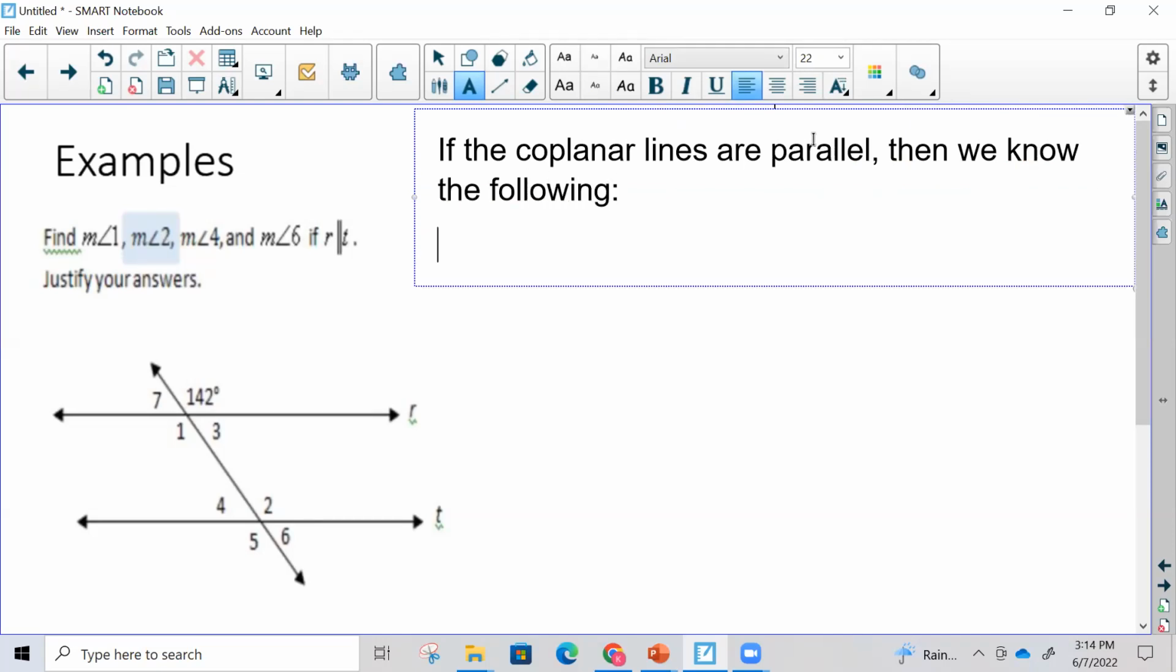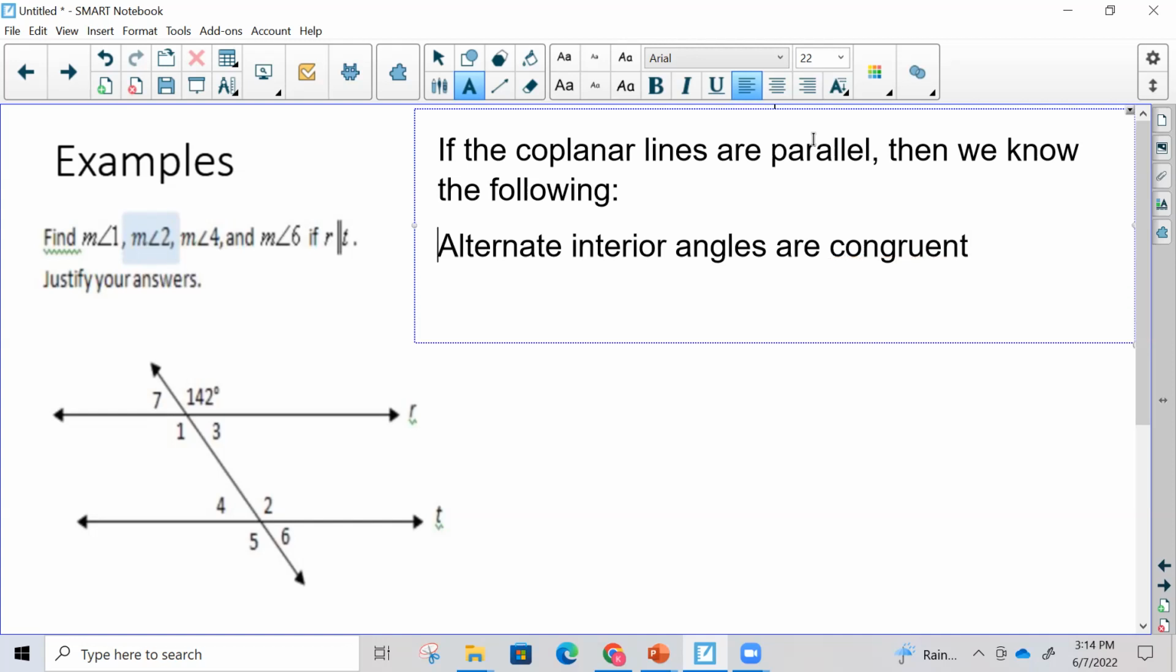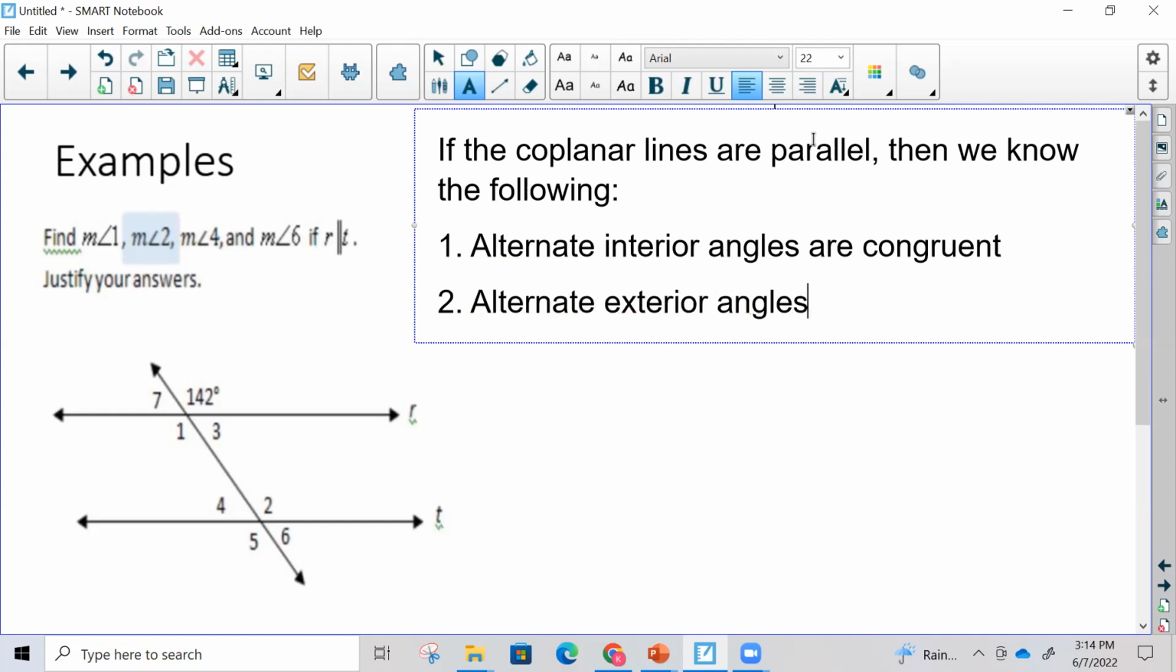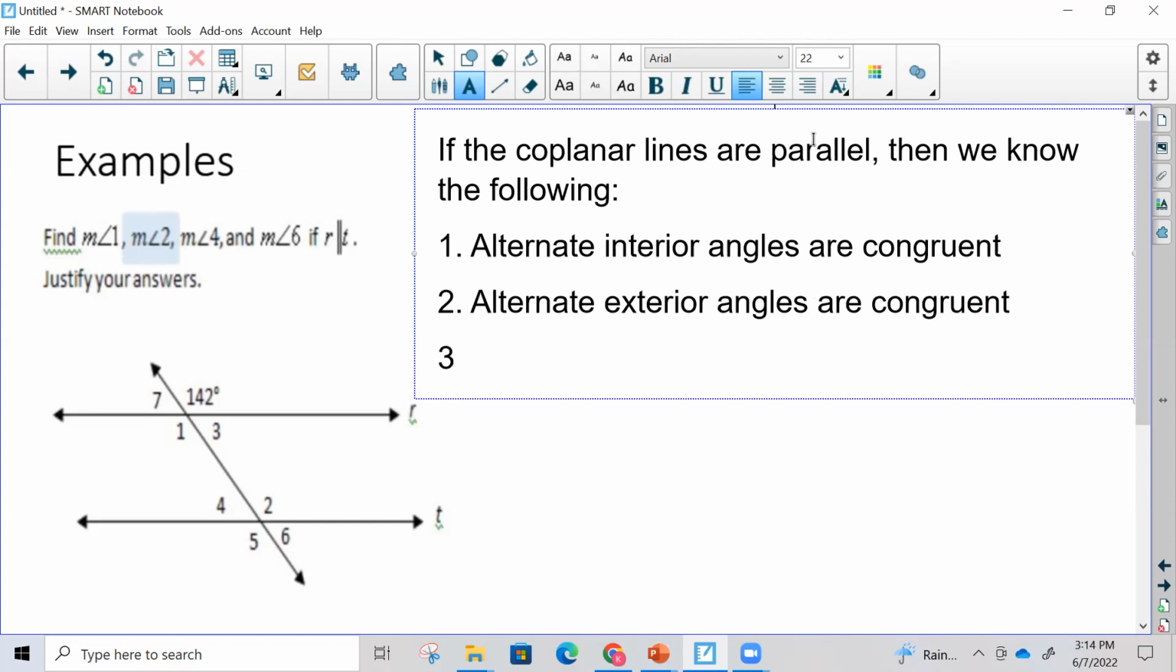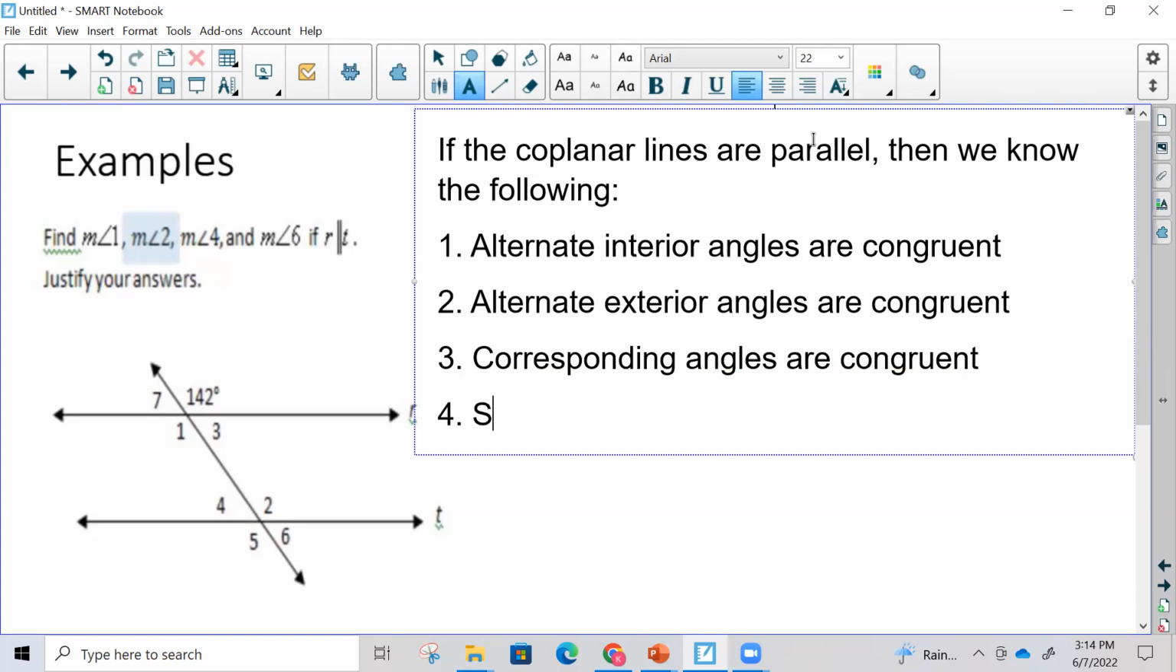Okay, so we know that alternate interior angles are congruent. That's the first thing. We know that alternate exterior angles are congruent. We know that all corresponding angles are congruent. So a lot of them are congruent. And then there's one that's not, and we know that same side interior are supplementary. Okay, so 180 degrees.